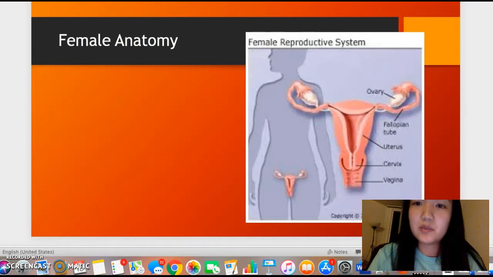Now let's follow the path of sperm deposited in the vagina during intercourse. To continue into the female reproductive tract, sperm must pass through the narrow opening of the cervix, the neck of the uterus.